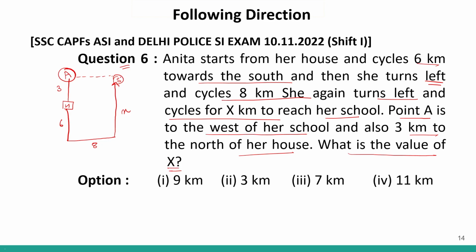Now, over here, if the school falls in the same line as A, that means this distance, X, will be equal to how much? This distance plus this distance. So 6 plus 3, which will give us 9 kilometers. So our answer will be option number 1, 9 kilometers.